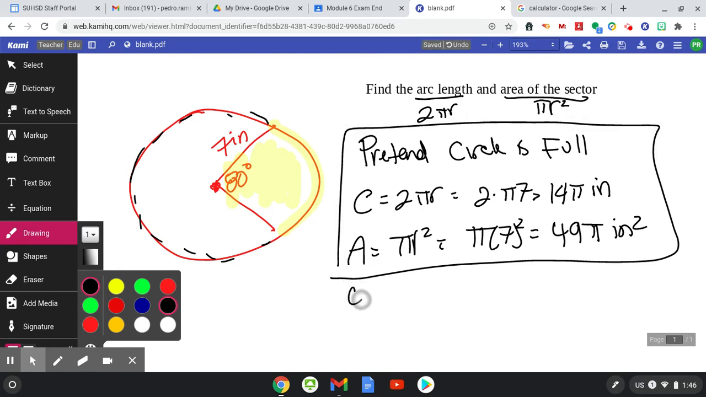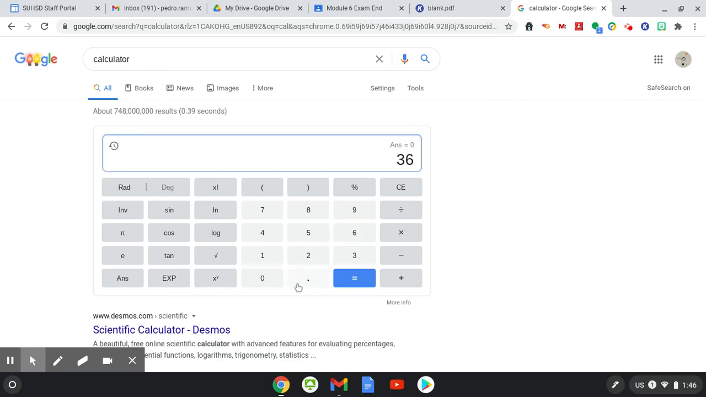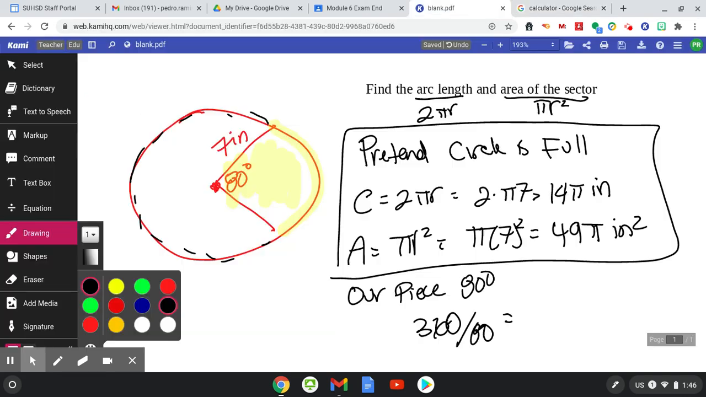Now, our piece is 80 degrees. So I'm going to take 360 divided by 80, and I get a number, which I'm going to check on this calculator right here. 360 divided by 80 equals 4.5. So I get that the answer for my piece is 4.5.